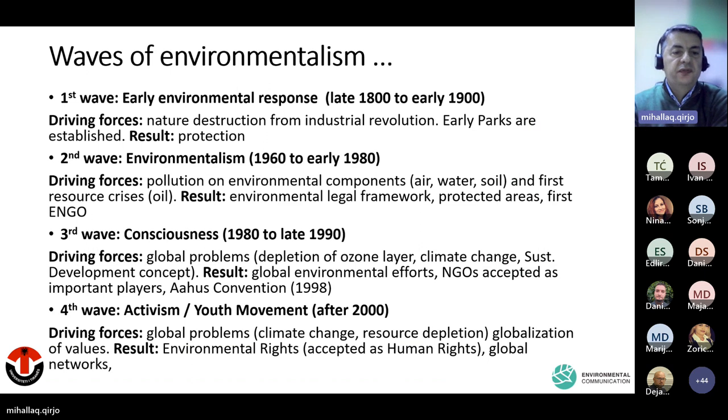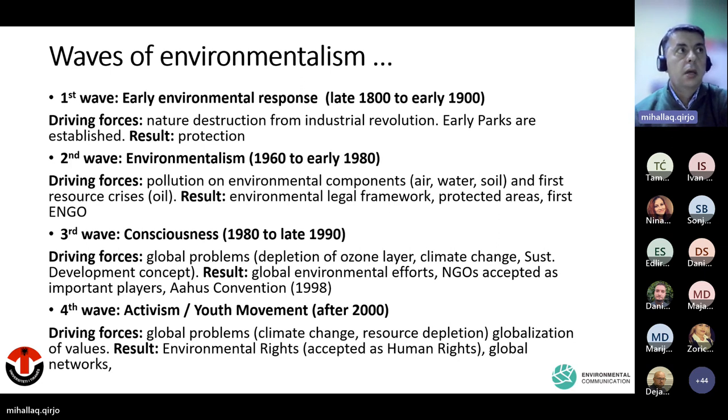I'll be talking a bit about the waves of environmentalism, which goes a little bit beyond, but it somehow paves the way where the civil society organizations are developed. The first wave was the early environmental response, which was late 1800s to early 1900s. The driving force was nature destruction, both from the industrial revolution but also from people that were immigrants, for example, in the US and Canada. But in Europe, it was mainly the industrial revolution that gave people some understanding and consciousness that nature had been destroyed and would be affected by it.